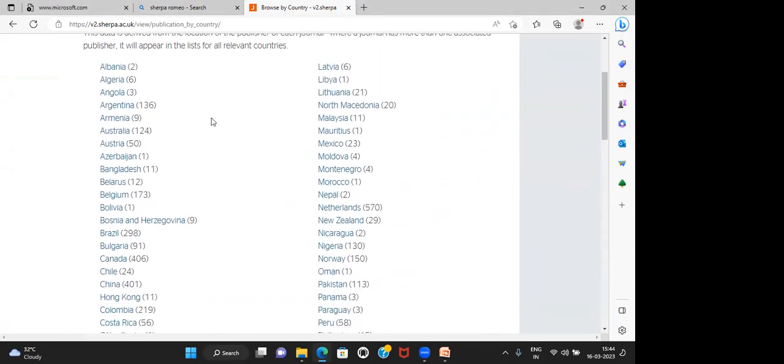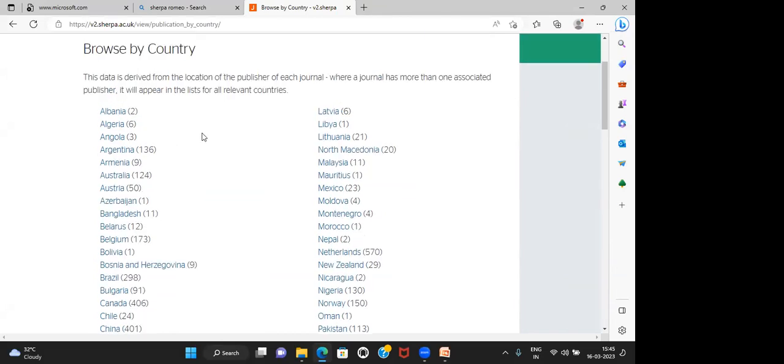So, you see, there is a numerical number beside the country, with a bracket, beside each and every country, and it indicates the number of publications from that country in this database. This result is derived from the location of the publisher of each journal. Where a journal has more than one associated publisher, it will appear in the list for all relevant countries.